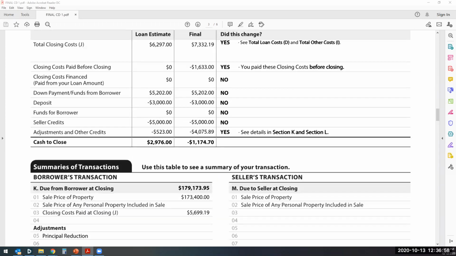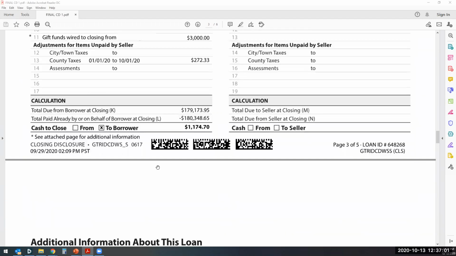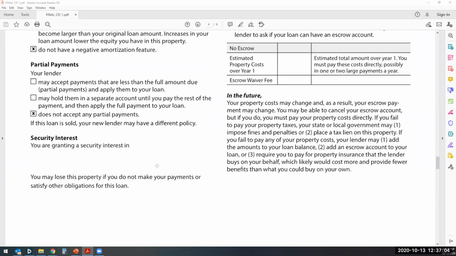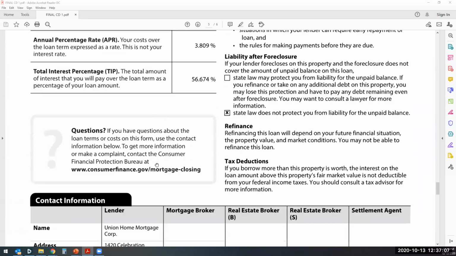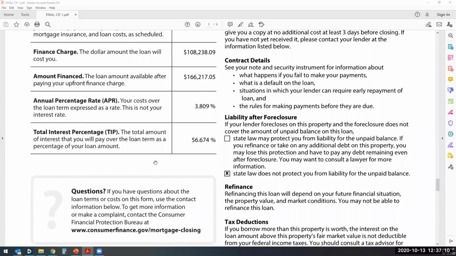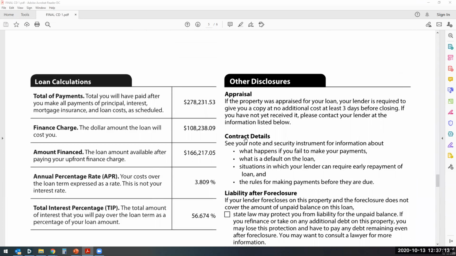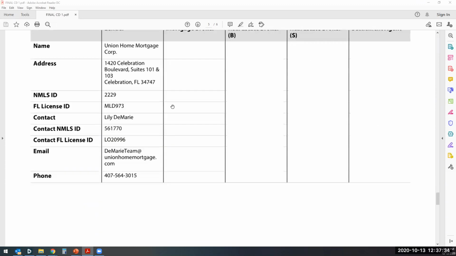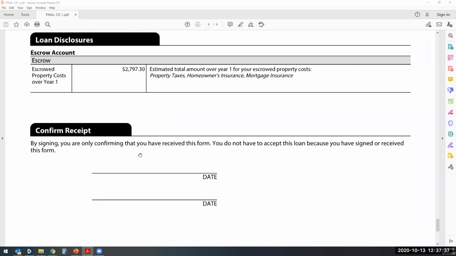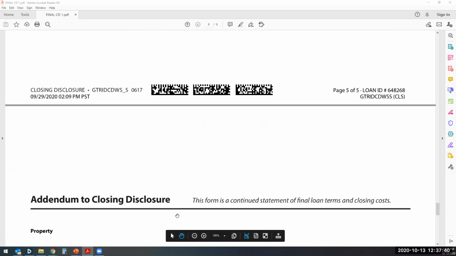So this is pretty much everything that we have on the CD. It is so important for you to take a look and know a little bit about what it entails. Now on this page, you're going to see the amount that the buyer is going to be paying in interest for the whole year. You're going to see all the finance charges, and the total amounts they're going to be paying for the loan at the end of the 30 years. You're going to see it on the very last page, and there's really only one signature on the very last page.